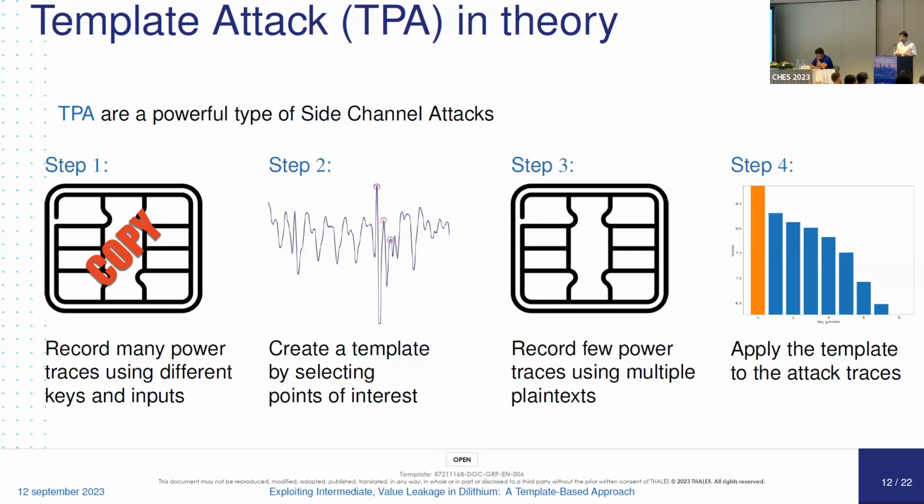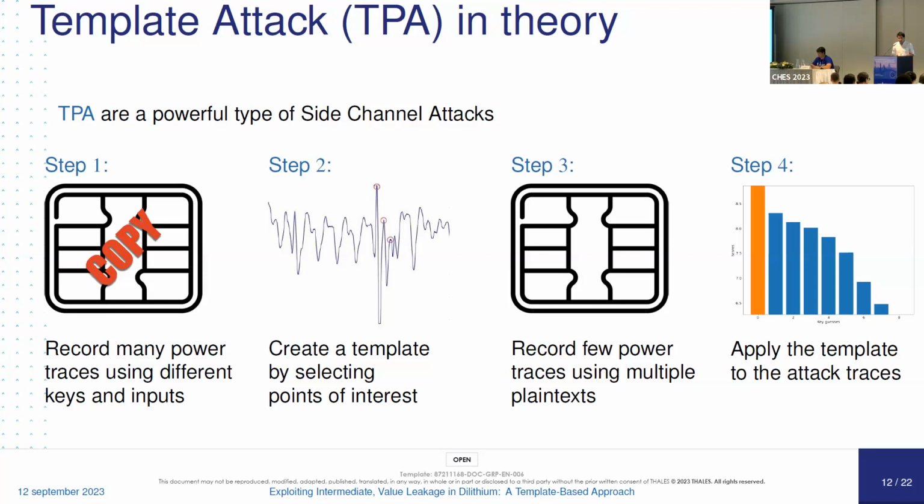Then the third step is almost identical to the first one, but on the victim side this time. So here for an unknown secret key, you will record many traces for each of the messages in your dataset. Then on the last step, if everything was done correctly and if there is sufficient leakage, you can apply your template and hopefully recover the correct secret value.